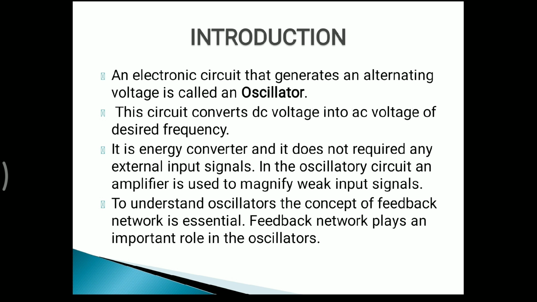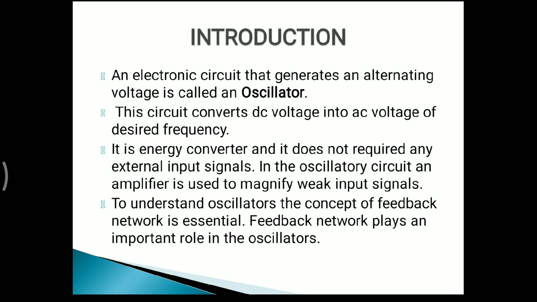So an oscillator is an electronic circuit that generates an alternating voltage. This means the circuit converts DC voltage into AC voltage of desired frequency. That's why it is also called an energy converter, and it does not require any external input signals, but it converts the DC power supply to an AC voltage.